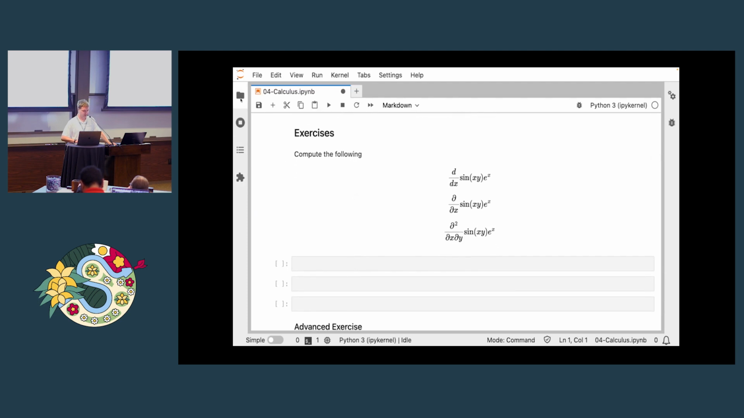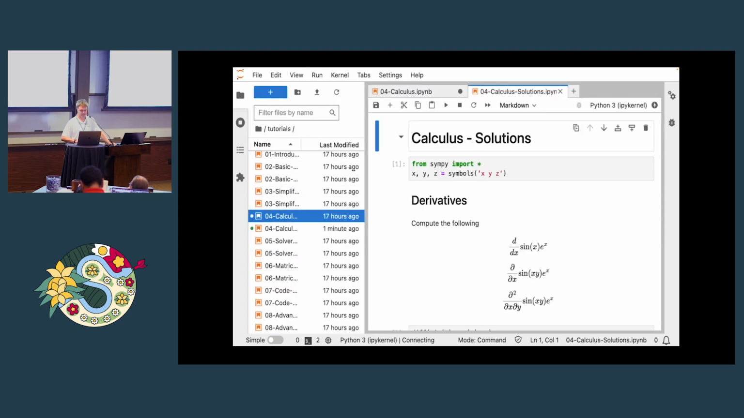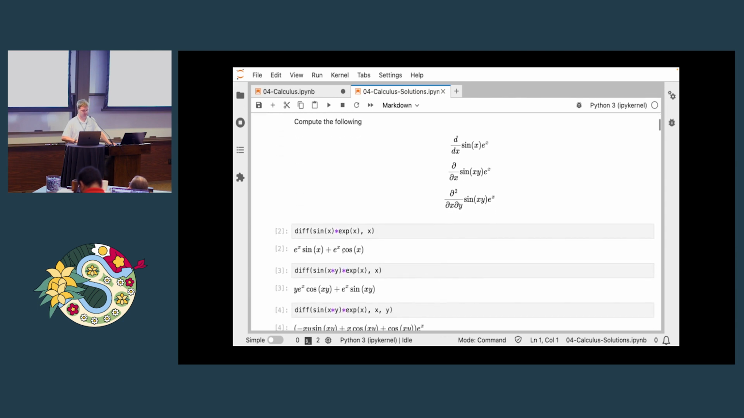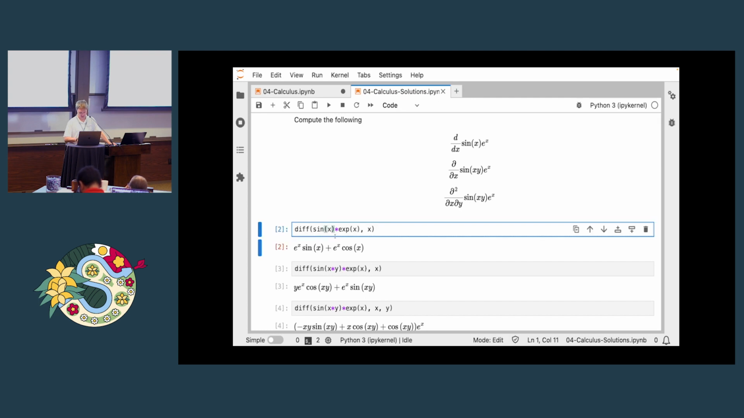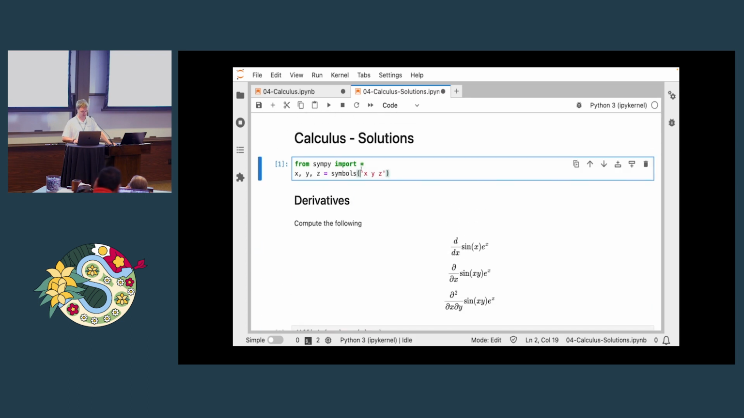Okay. Maybe I'll just open the solutions to show them real quick, unless people are still working on them. I think I was intending to make all of these the same function, so I don't know why I didn't put that y there. Oops.